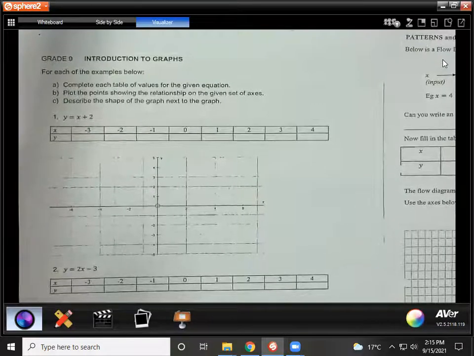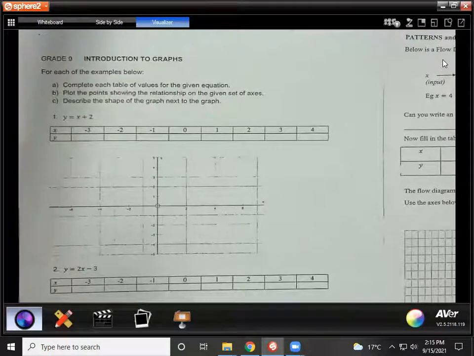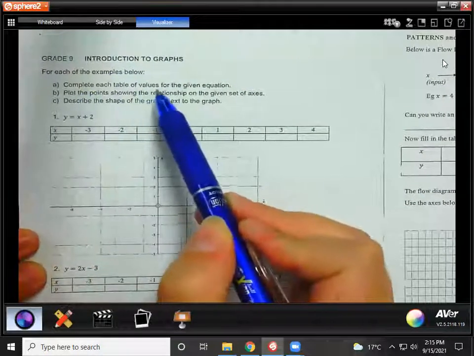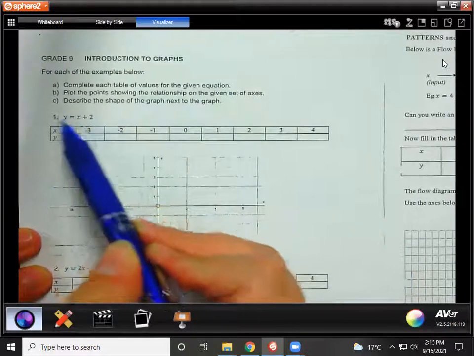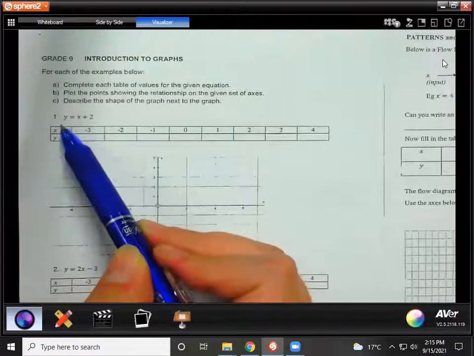All right, so we are going to fill some stuff in on this page now. All right, they're saying for each of the examples below, I'm going to do the first one with you, then you're going to do the next one on your own. For each of the examples below, complete each table of values for the given equation. All right, so if we're looking at number one here, they have given us an equation. Do we see that this is saying y is equal to x plus 2?